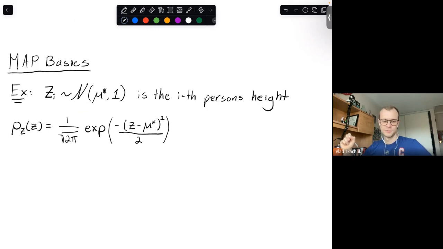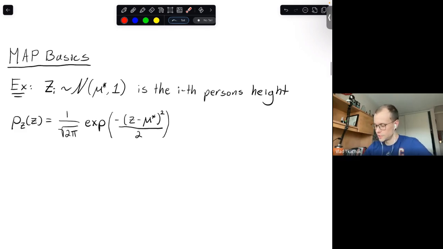Okay. So let's do that. And to do that, I'll do a very similar problem to what we saw with MLE. So in MLE, we had this Z_i representing some person's height, which turns out to be normally distributed. And we said we don't know what this true mean parameter mu star is. So this is like the W that we were seeing above. This is our unknown parameter. And we would like to estimate it somehow. Before we used MLE to estimate it, and now we're going to use MAP.